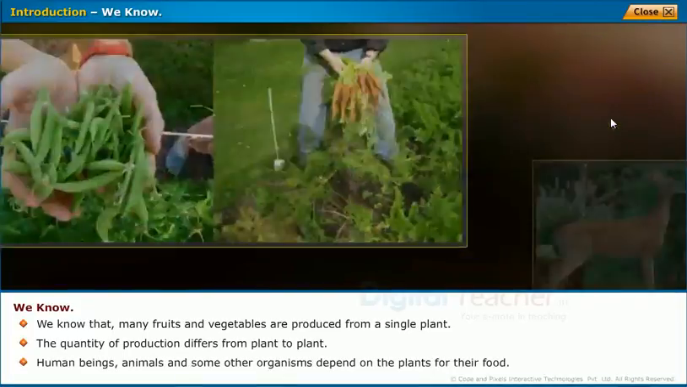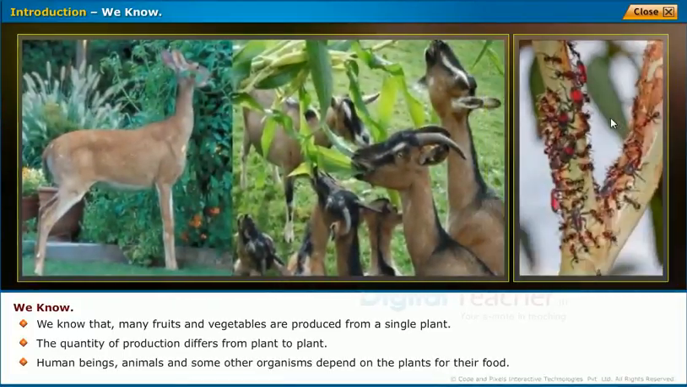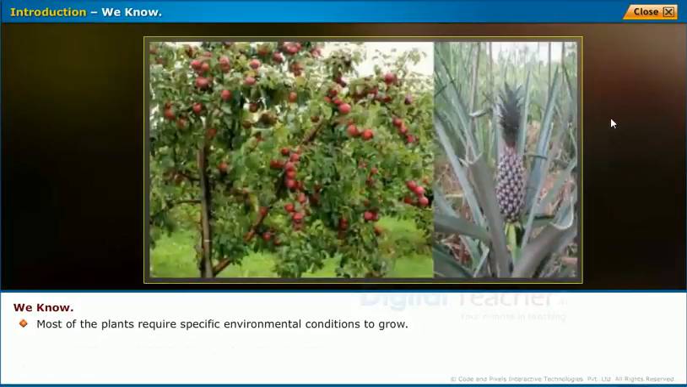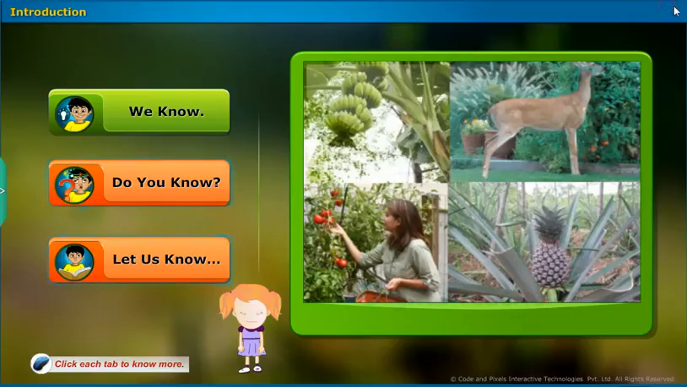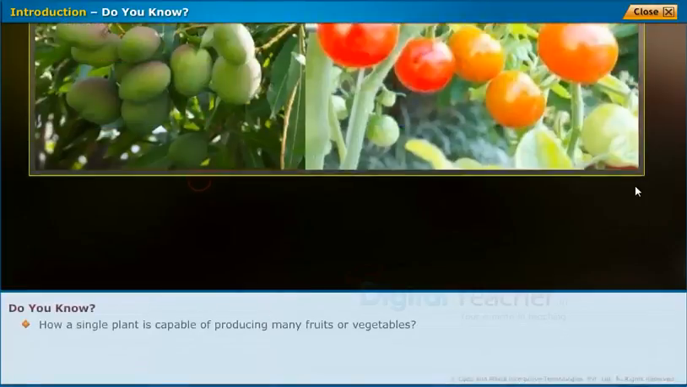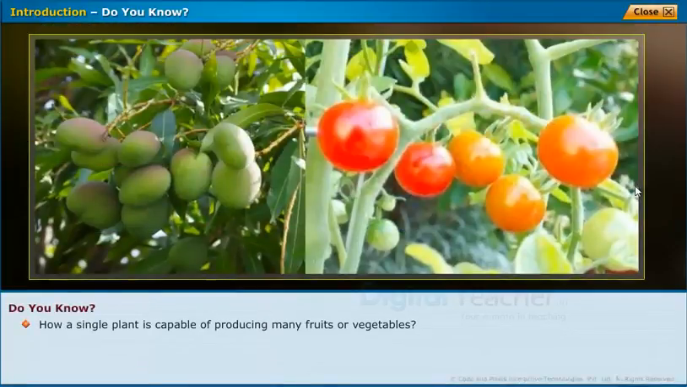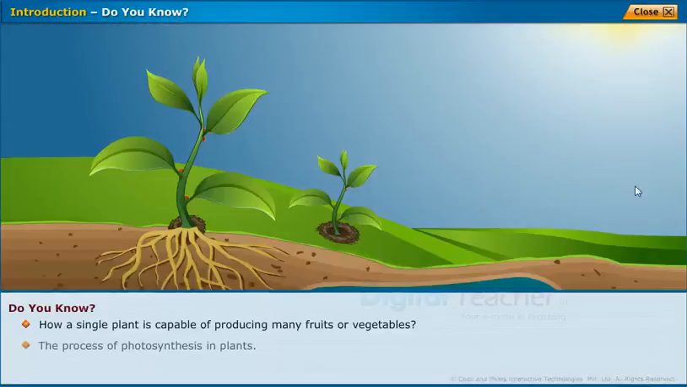Human beings, animals, and some other organisms depend on the plants for their food. Most of the plants require specific environmental conditions to grow. Do you know how a single plant is capable of producing many fruits or vegetables? The process of photosynthesis in plants.